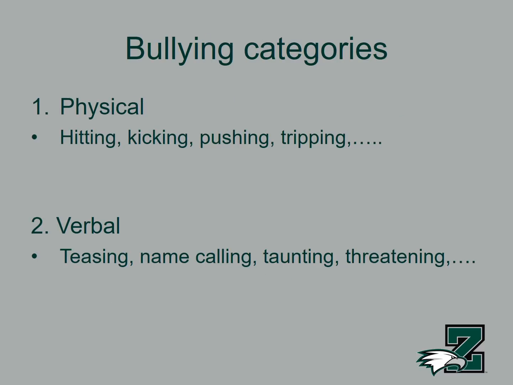Once something is determined to meet the definition for bullying, it can be classified into one of four categories. The first being physical. This is the traditional bullying example where one person has a physical advantage over another student and uses that physical advantage to intentionally harm them, and then repeats that behavior.